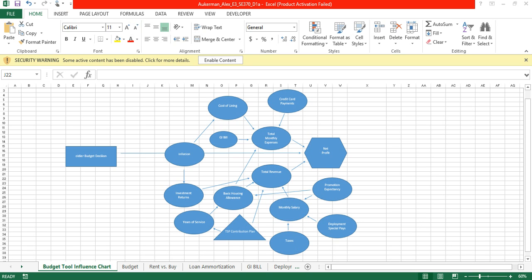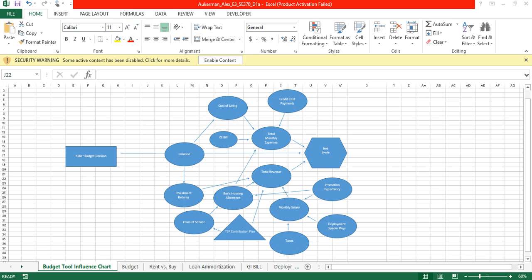inflation. And then on the other hand, we have total revenue, which is affected by a lot more things, but most important, we would say that monthly salary, his promotion expectancy, and investment returns would affect it the most. The soldier's overall decision is to decide how he or she is going to manage his or her budget, and so that's basically all there is to it.